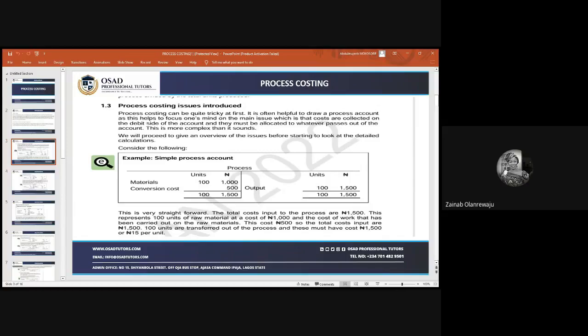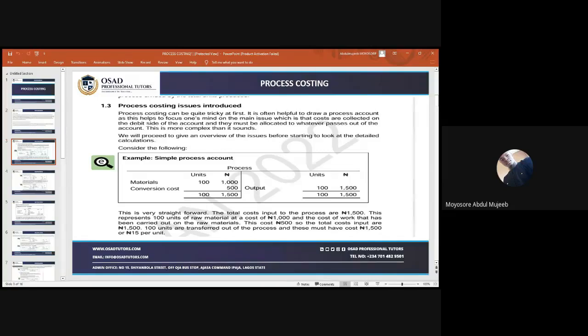Unit is 100. 100 units. And they're telling us 100 units cost 1,000 naira. Meaning how much is a unit? You divide 1,000 by 100. 10 naira is a unit. And we are using 100 units for the production of this particular item. 100 units of materials for the production.